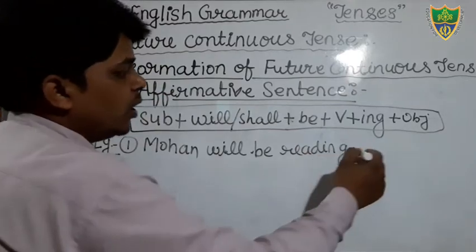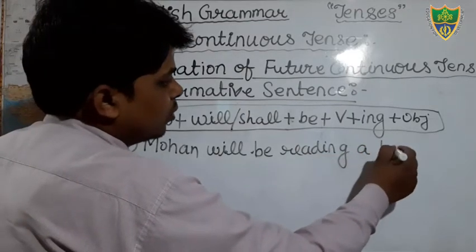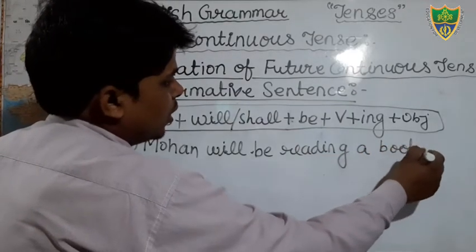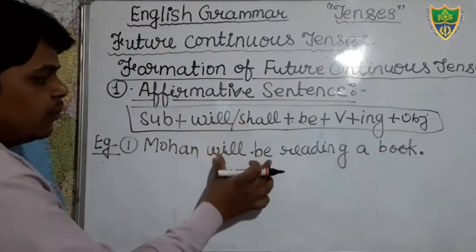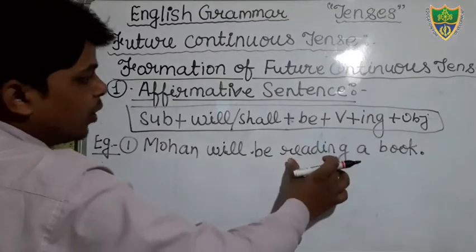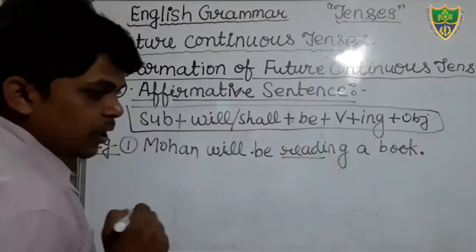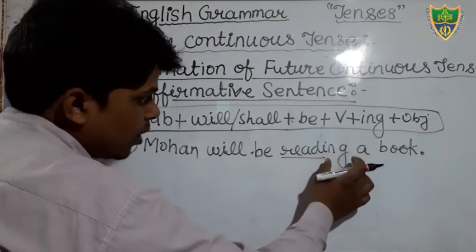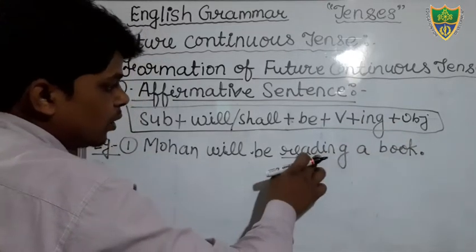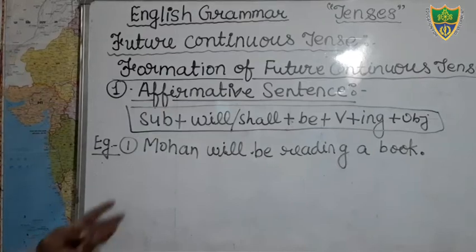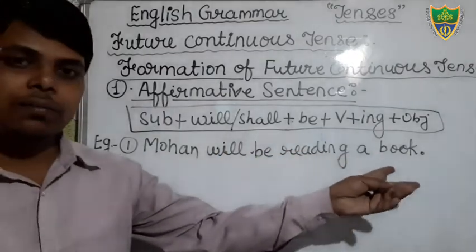Mohan will be reading a book. Just here, Mohan is the subject. The helping verb will be is there. The verb read is here. In the verb we have added the word ing, then after that the object. You can see this example: Mohan will be reading a book.